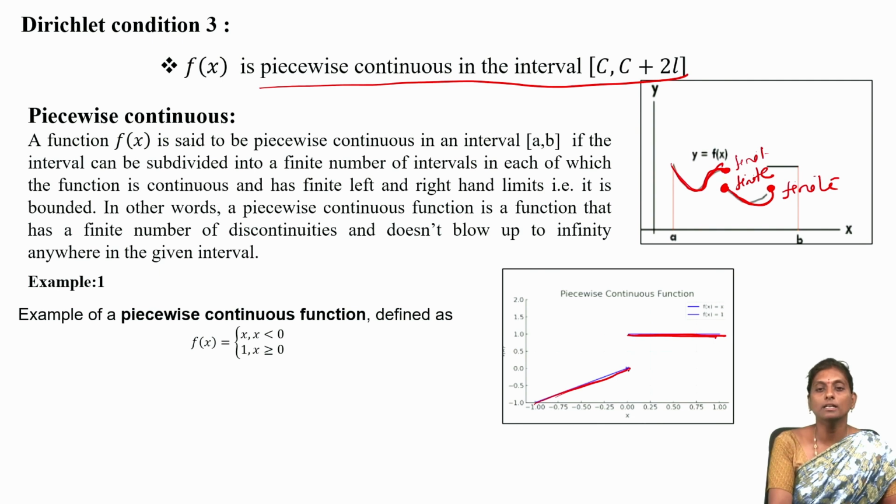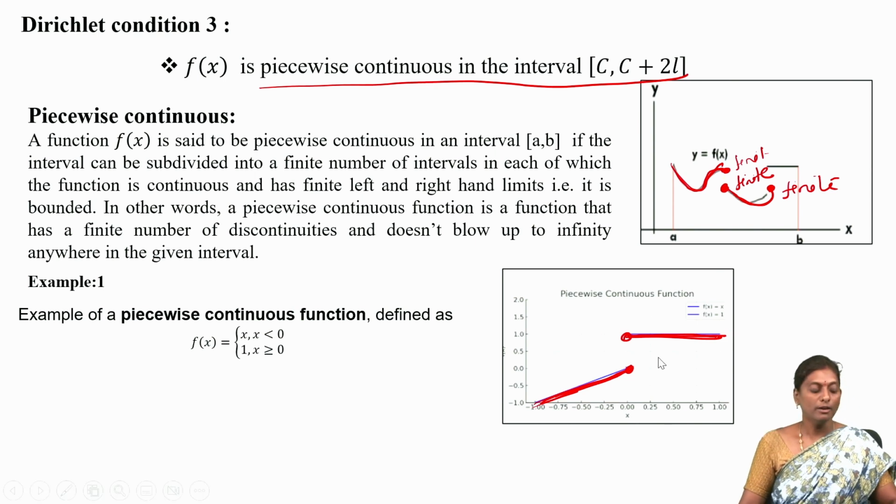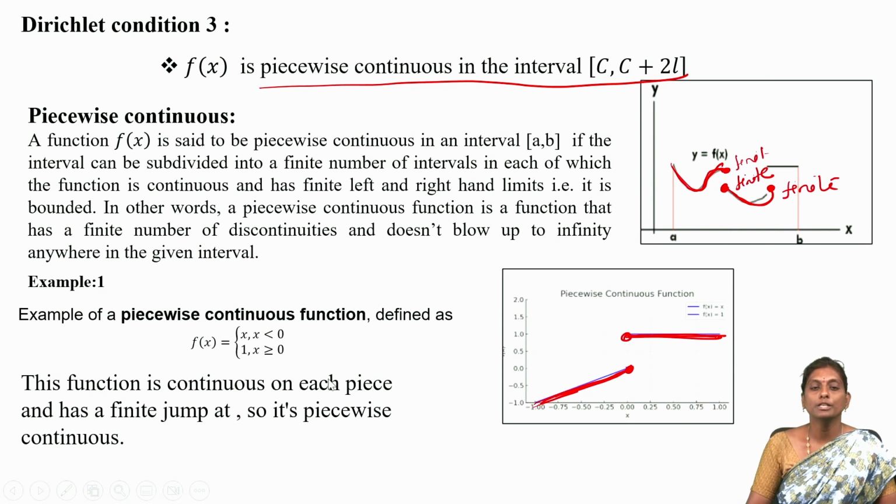So this part is continuous, for x less than 0. This is for x greater than 0. How to check continuity? The left limit and right limit of the function must equal the function value. If this condition is satisfied, the function is called a continuous function. So this piece is continuous, and this piece is continuous. Here the left and right hand limits are finite. This is piecewise continuous. You observe that each piece has a finite jump, so this function is piecewise continuous.